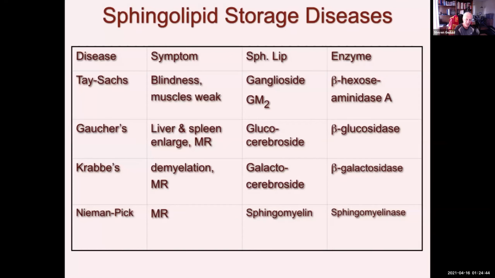Depending on what the disease is, it has different symptoms, like Tay-Sachs disease. Tay-Sachs disease causes blindness, muscle weakness. You usually don't make it past the first few years of life. The sphingolipid is gangliosides, and the enzyme is beta-hexosaminidase A. So it's not being broken down. Gaucher's disease, that's a more common disease. You'll see that in your clinics when you start working as an RN. Liver and spleen enlarge.